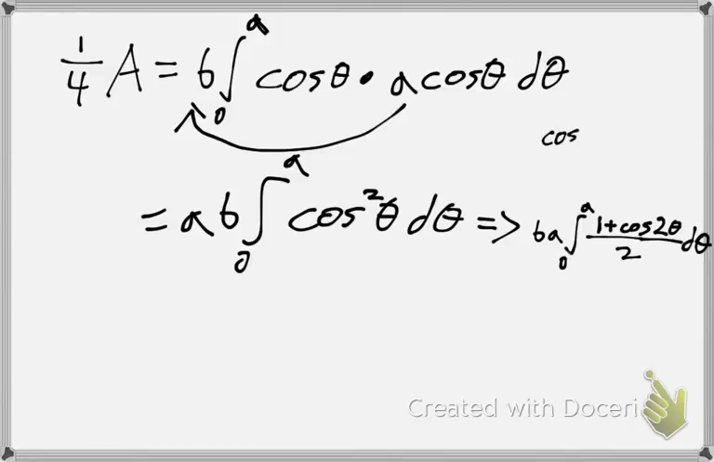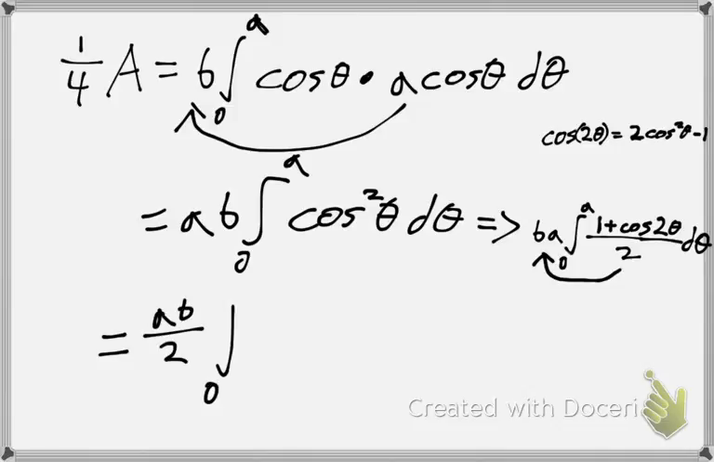Okay, cosine 2 theta is a trigonometric identity where it is equal to 2 cosine squared theta minus 1. And so if you move all the values over, you'll get that cosine squared theta is equal to 1 plus cosine 2 theta over 2. And this 1/2 is also a constant, so we'll move it to the other side. So we'll have ab over 2 of 0 to a of 1 plus cosine 2 theta.